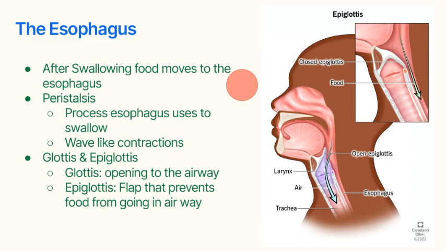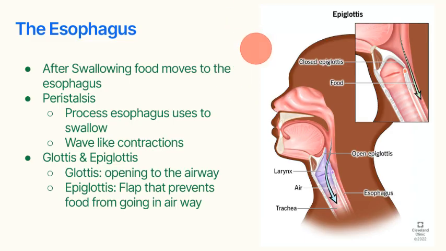Something that is also in your esophagus area is your glottis and your epiglottis. The glottis is the opening of the windpipe, which is the pipe that you breathe out of, and the epiglottis is the little flap that prevents food from entering it. And when you choke, it's usually food getting stuck in that airway.